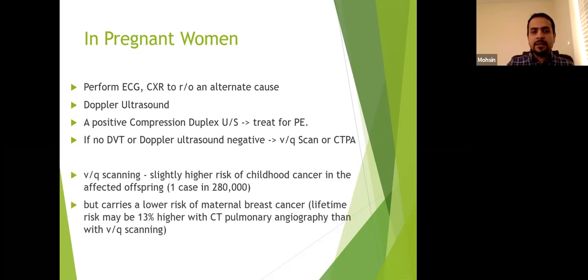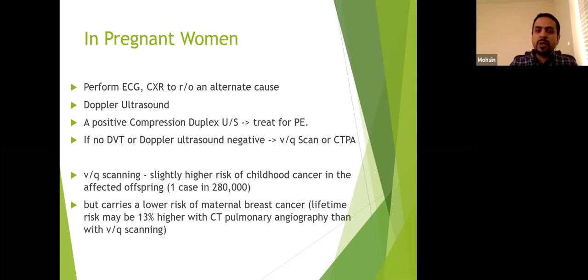As I said earlier, VQ scanning carries a slightly higher risk of childhood cancer in the offspring, but you have to weigh the risks and benefits. Basically, you have to think that it carries a definite lower risk of maternal breast cancer. So you just have to look into the risks and benefits as well as the cost and availability of whichever investigation is available to you.